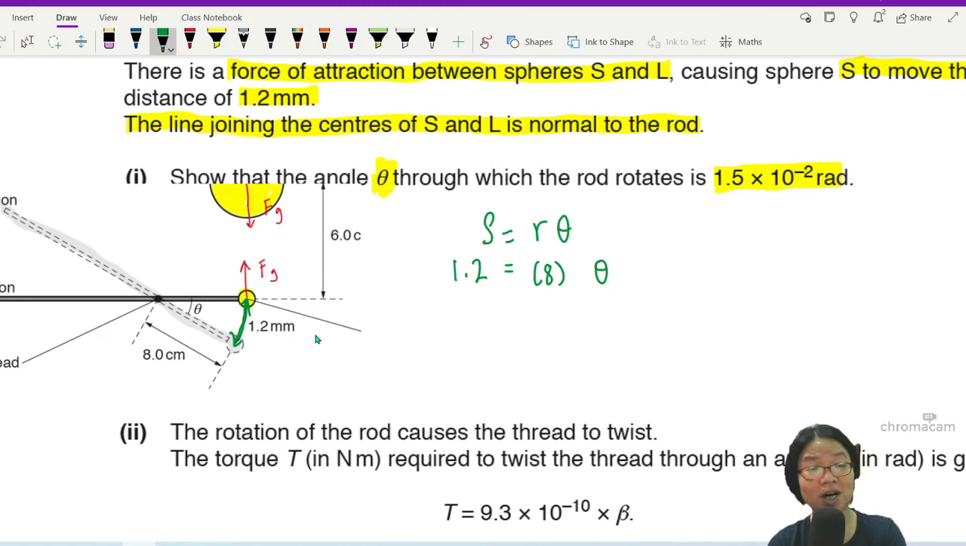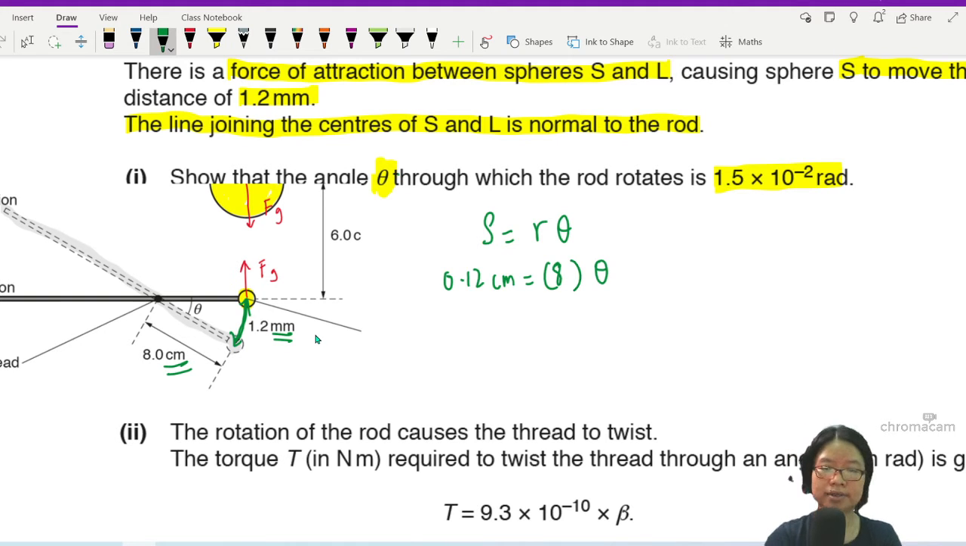Now, if your brain has an alarm system, very good, you are sensitive. All these have to have the same unit. If one is cm and one is mm, cannot. So right now, I'm going to change 1.2 mm to 0.12 cm, because 1 cm is 10 mm. And this one I will keep as 8 because I like the number 8.